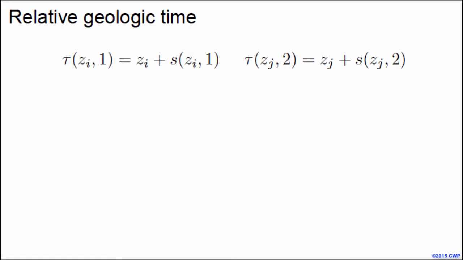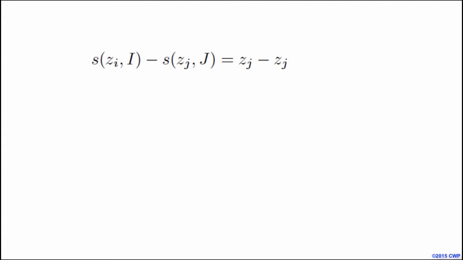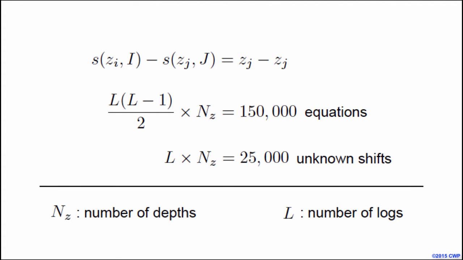Now, because we use dynamic warping to find an optimal sequence of corresponding depths, we can say that these relative geologic times are equal, and therefore these equations are equal. And moving the unknown shifts to the left and the known depths to the right, we get the equation shown here. But this is just one equation for one pair of corresponding depths in one log pair. And in fact, we have an equation like this for every pair of corresponding depths in every log pair. And in general, the number of equations is much greater than the number of unknown shifts. For the 13 density logs shown earlier, there are about 150,000 equations and just 25,000 unknown shifts.